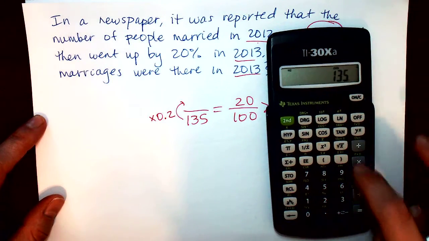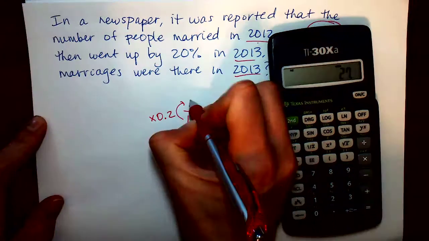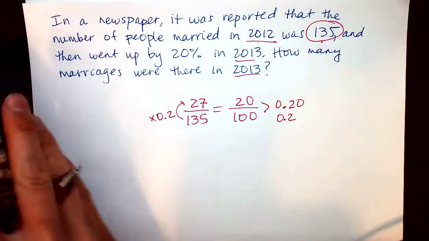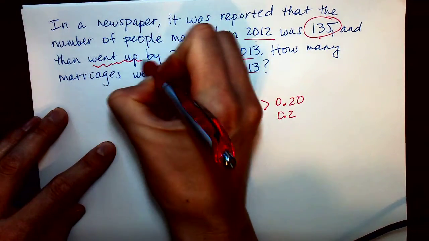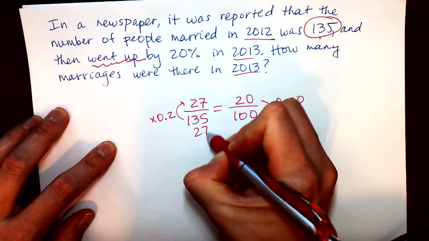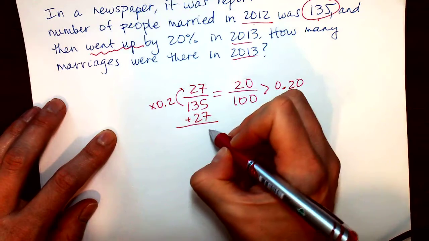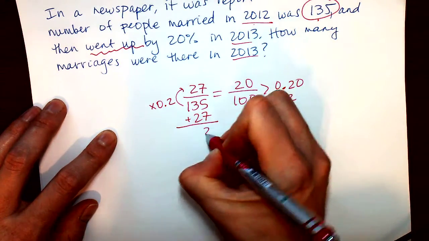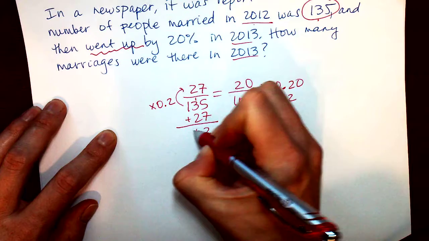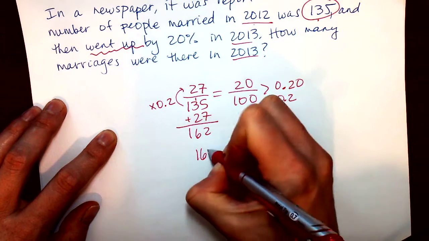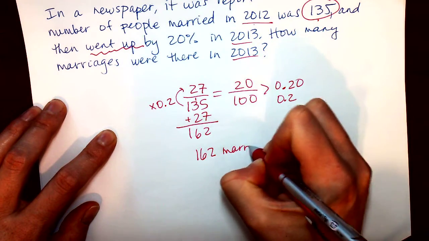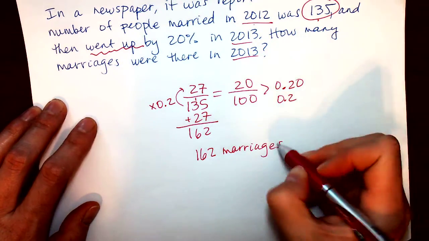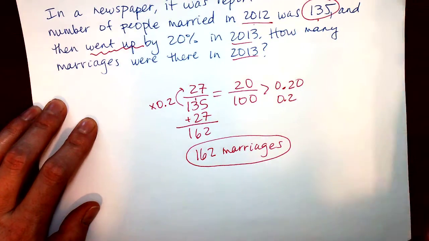135 times 0.2 is 27, and it says it went up. Therefore, it is increased by that many, so we'll add them together. And if you add these together, carry the 1, it would be 162 marriages. And that's it.